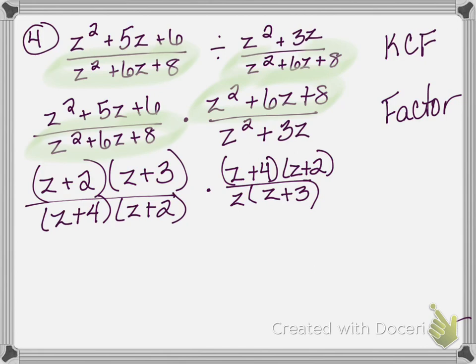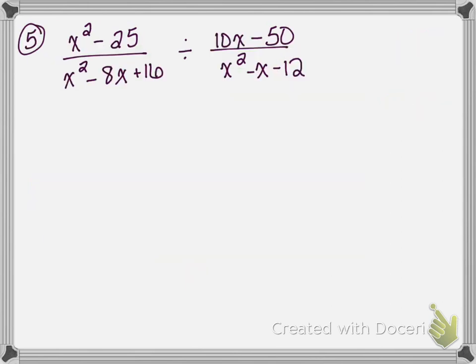Now that I have everything factored, I can start canceling, and we know those trinomials were the same, so we can cancel those. Then I have z plus 3 and z plus 3. So my final answer here is z plus 2 over z. Okay, now I think we have one more division before we move into addition and subtraction. Yes, we do. One more division.